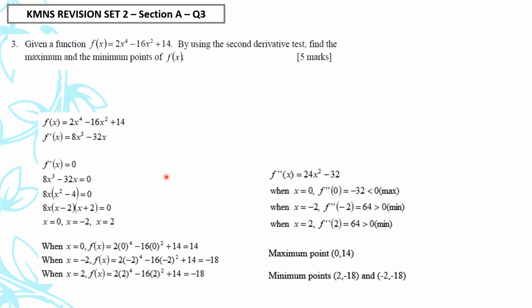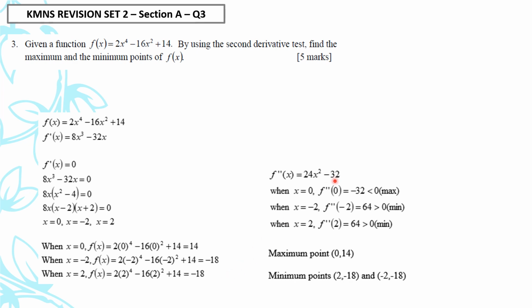Similar with Set 2, first you need to differentiate, equate with 0, finding the values of x. And when you find the value of x, you can find the value of y. So here there are 3 points that you have for your critical points, which are (0, 14), (-2, -18), and also (2, -18).